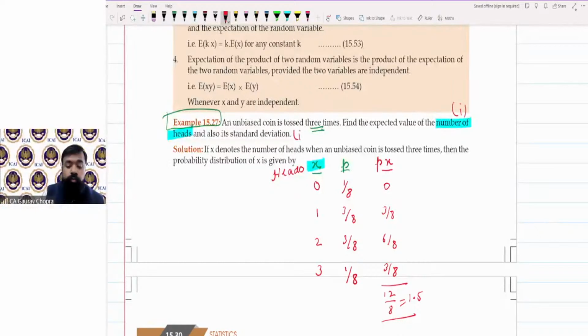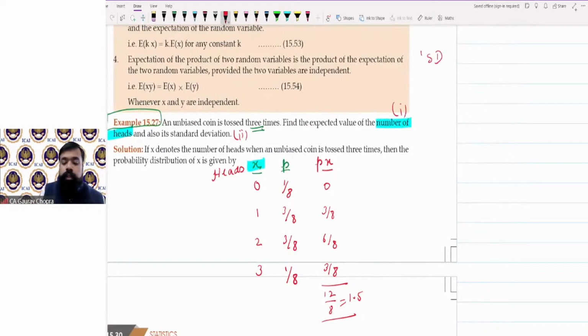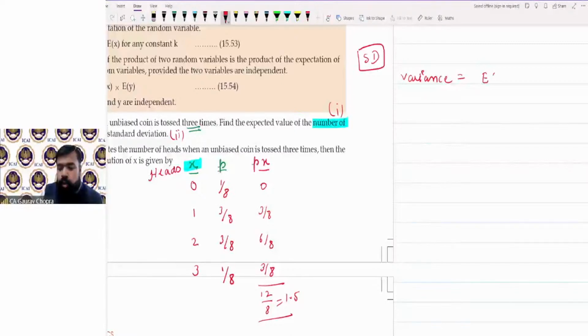Now, the second part is to also find the standard deviation. Now, how can we calculate standard deviation? The formula is, first we find the variance and then we take the standard deviation. The formula for variance is expected value of x square minus expected value of x whole square. And in order to calculate the standard deviation, you have to take the square root of this. Okay, so this becomes the formula.